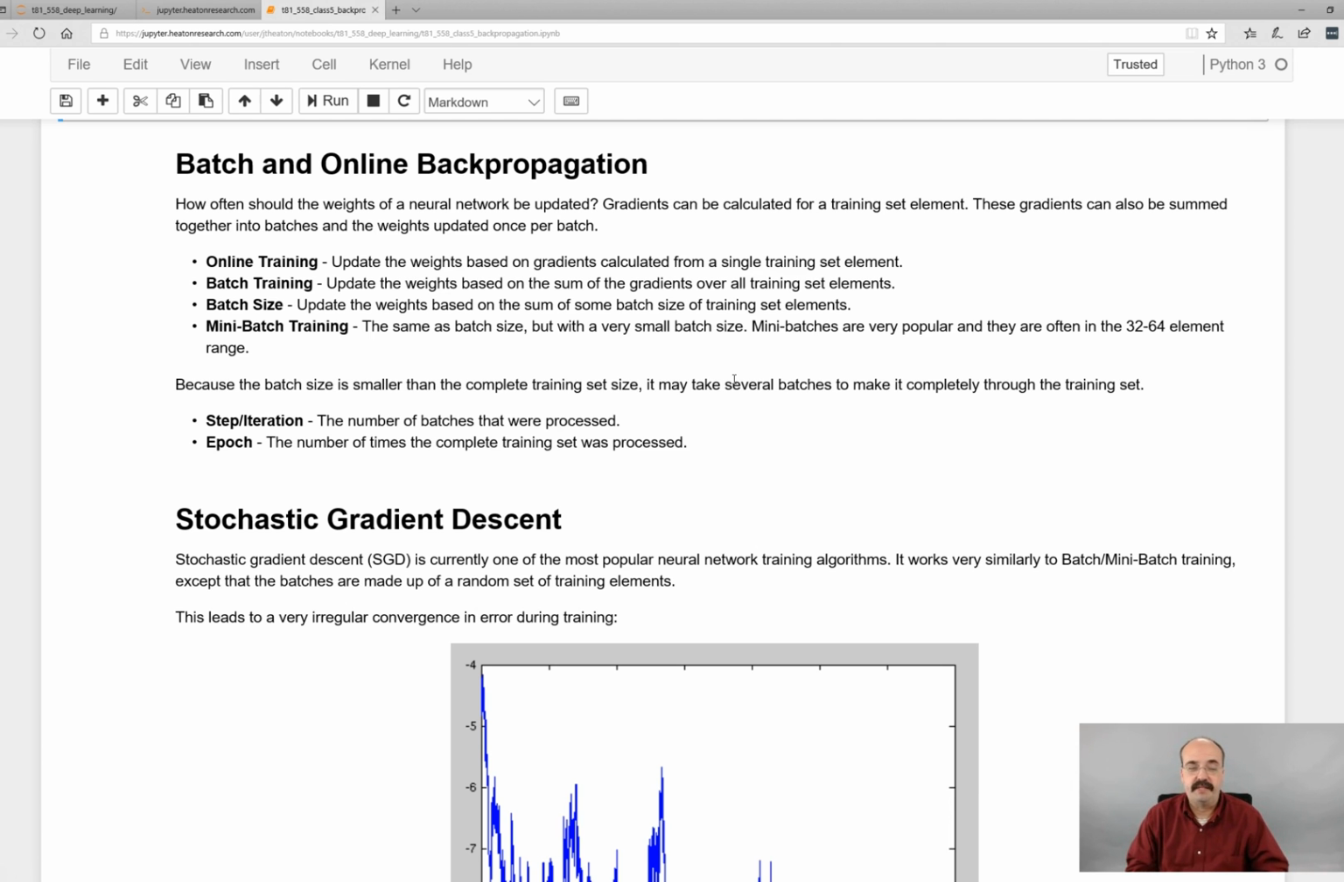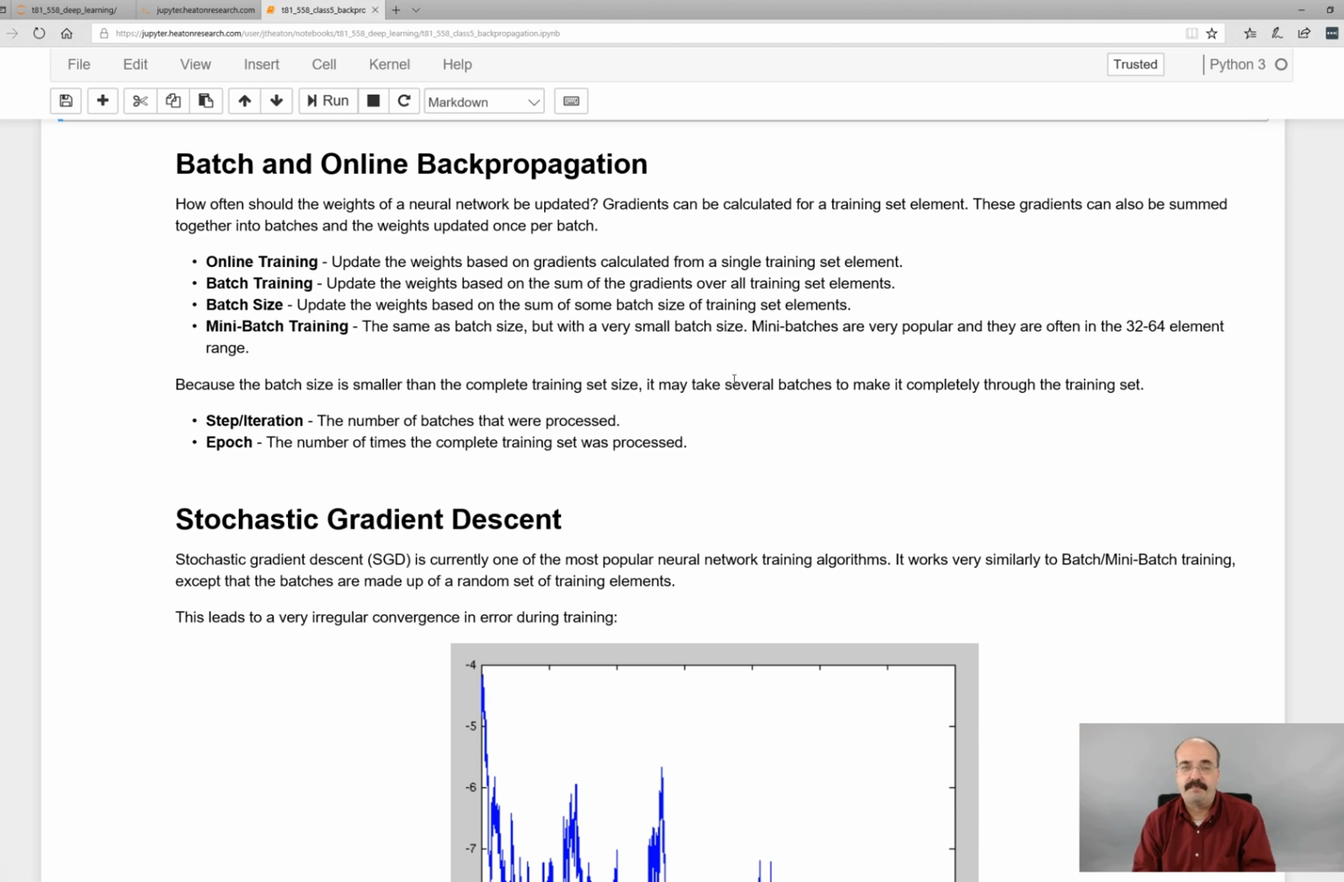Online training simply applies the change to the weight as soon as you calculate the gradient, just one at a time. Calculate a gradient for one training row, apply it to the weights, move on to the next training row, calculate its gradients, add it to the weights, and continue.